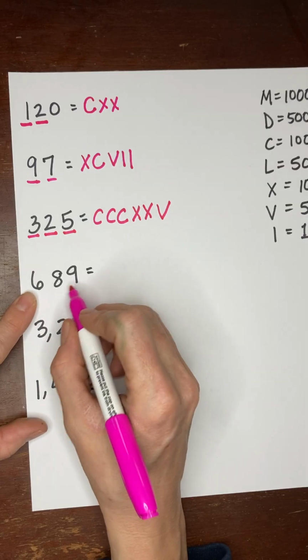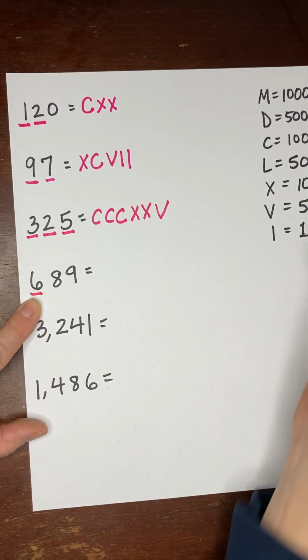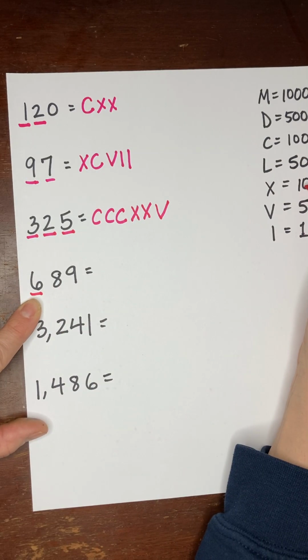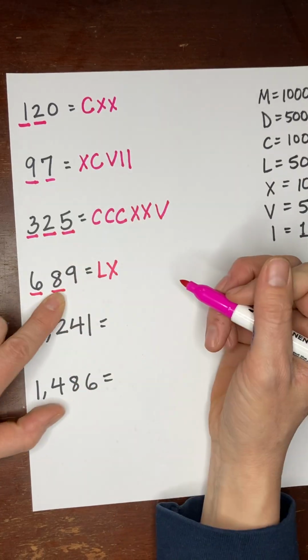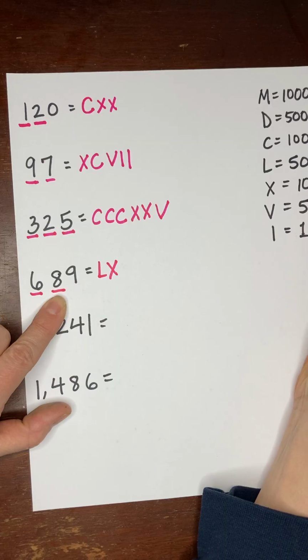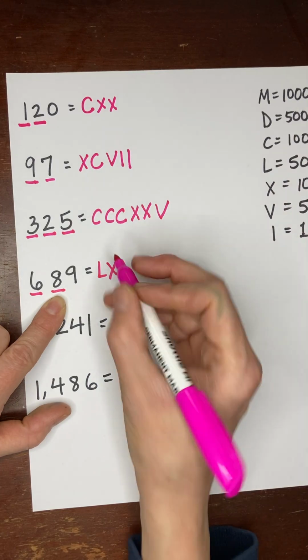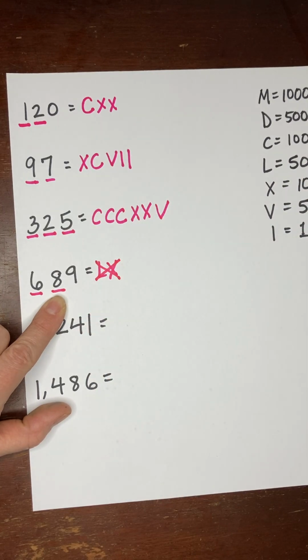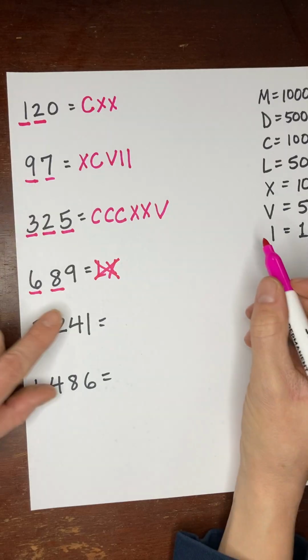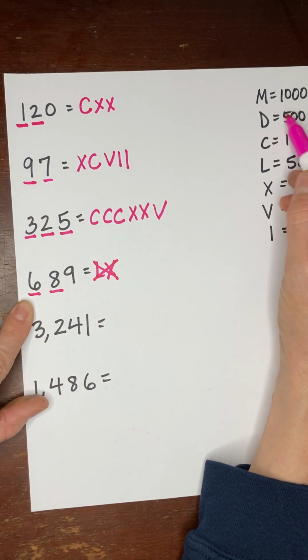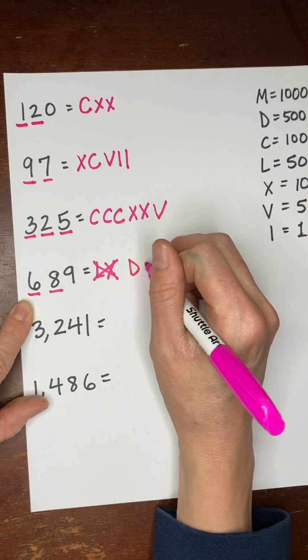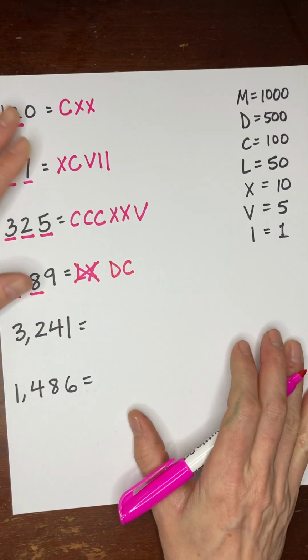How about 689? Well, 6, let's see. I've got a 50 and I've got a 10. So let's do that. LX. Those can go in order. How about 8? For 80. Well, I've got a 50. And I just used, that was silly, wasn't it? I just used my tens for my hundreds place. That was so silly. Let's go back here and do my 6. So 6, I need to be using my D and my C. I hope you caught that. Wait a second, go back.